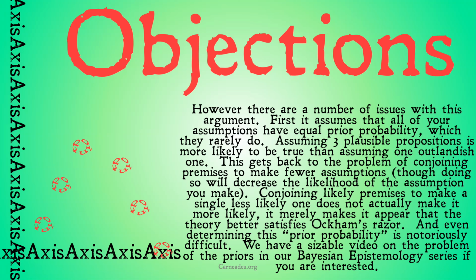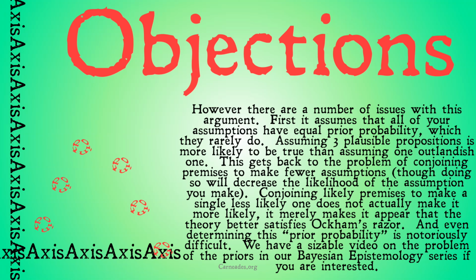This gets back to the problem of conjoining premises to make fewer assumptions, though doing so will decrease the likelihood of that single assumption that you make. Conjoining very likely premises to make a single less likely one doesn't actually make it more likely. It's simply a bit of bait and switch going on. It merely makes it appear that the theory better satisfies Occam's razor when you're really just conjoining or looping in a bunch of things into a single premise that becomes increasingly less likely the more things you loop in there.